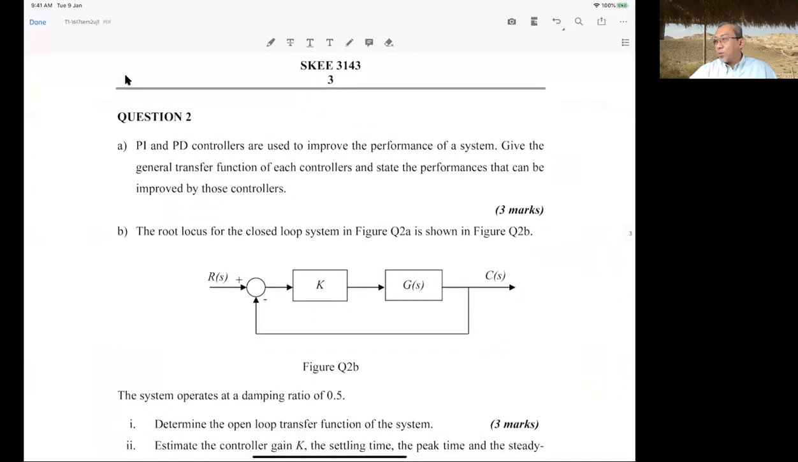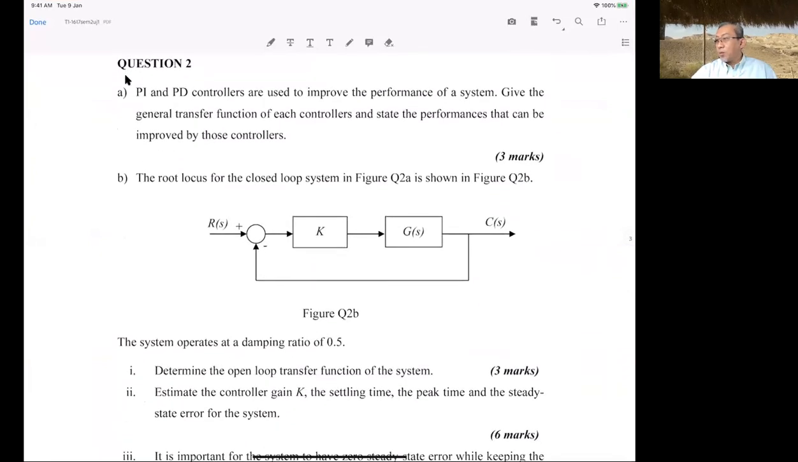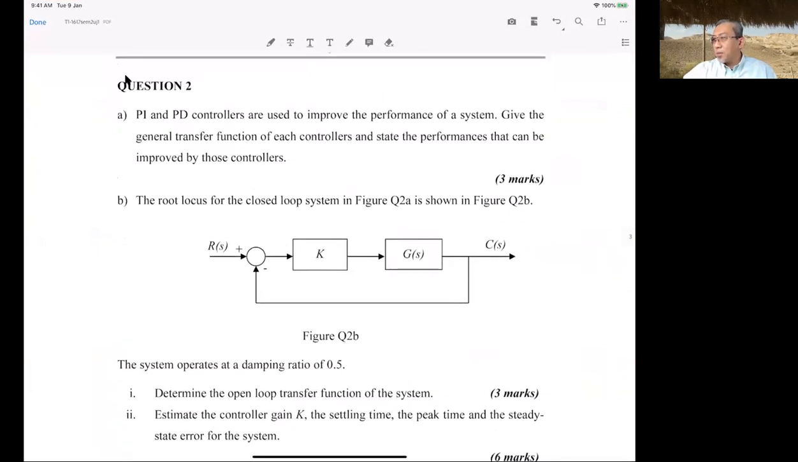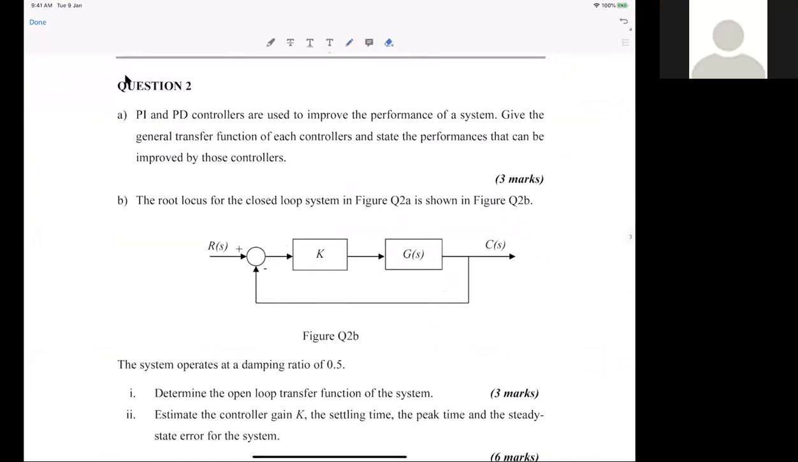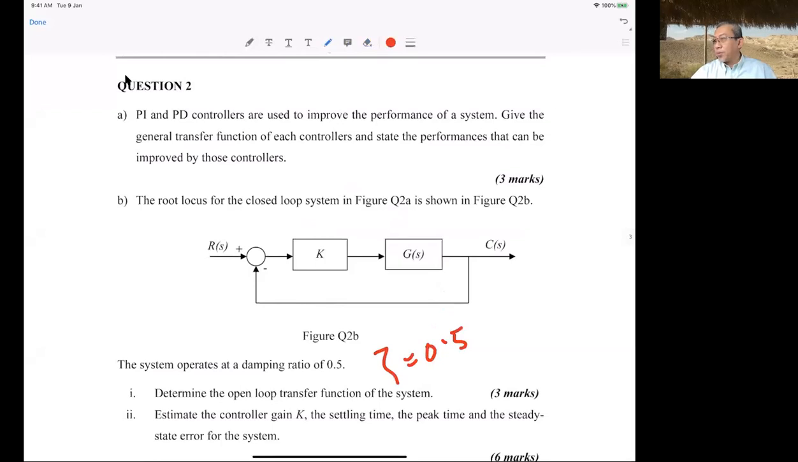Part 2, so the root locus for the closed loop is in figure Q2B. The system operates at damping ratio zeta of 0.5. So determine the open loop transfer function of the system. So let's go to the plot.